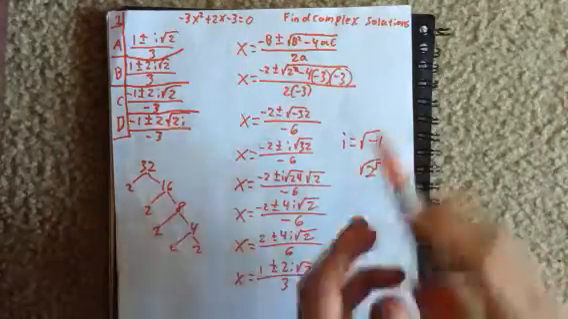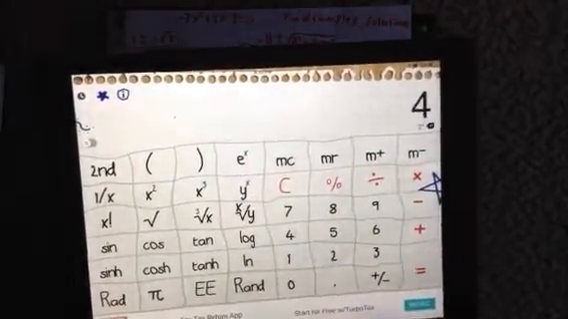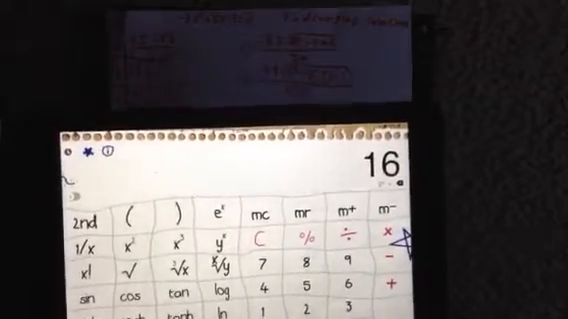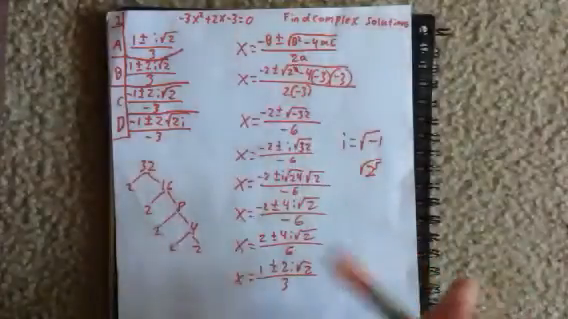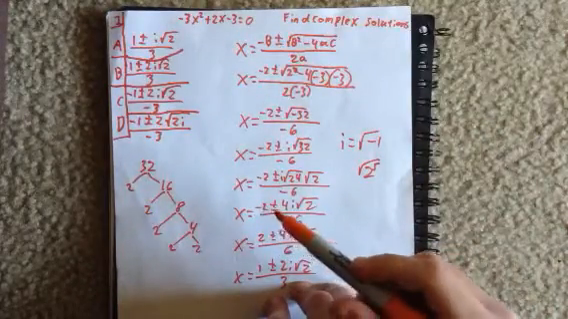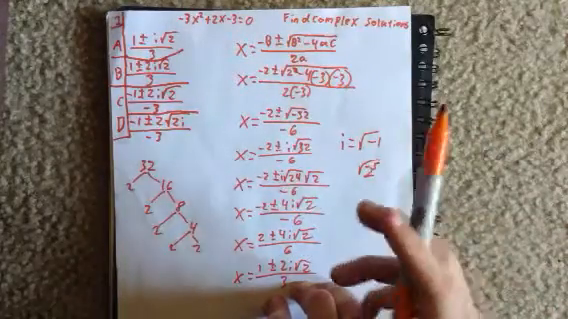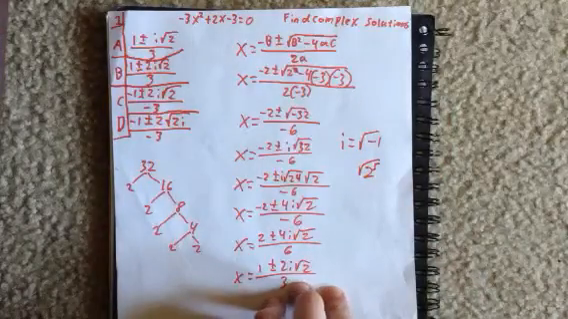The square root of 2 to the power of 4: 2 to the power of 4 equals 16, and the square root of 16 is 4. So that's where this 4 came from. Now we have x equals negative 2 plus or minus 4i times the square root of 2, over negative 6.